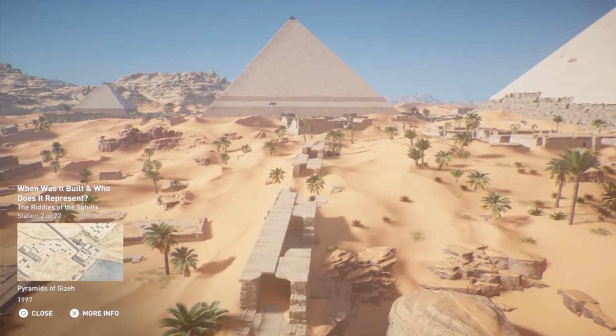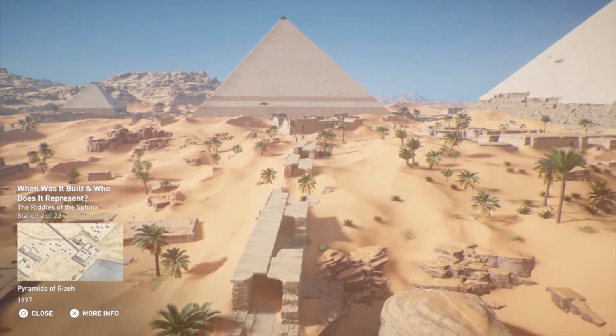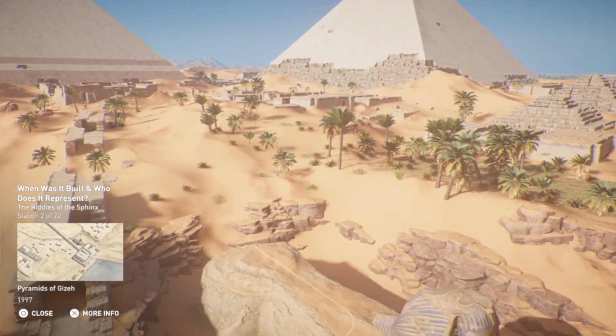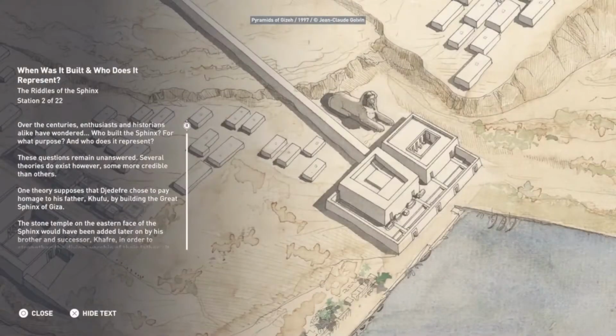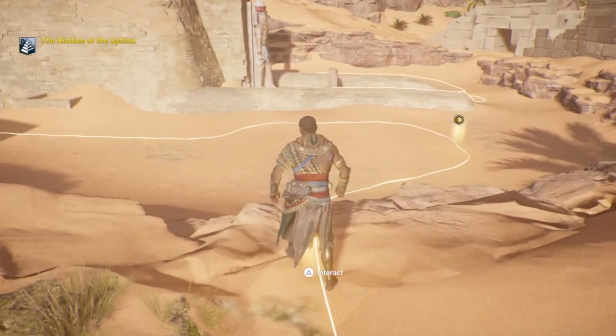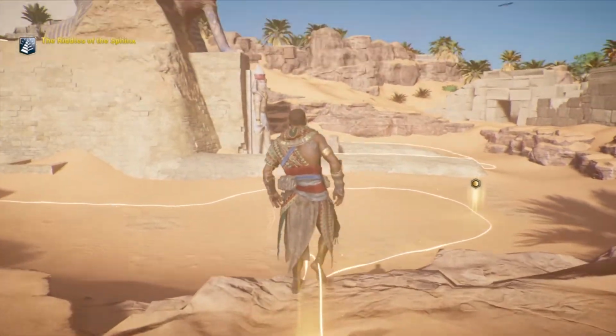One theory supposes that Khafre chose to pay homage to his father Khufu by building the Great Sphinx of Giza. The stone temple on the eastern face of the Sphinx would have been added later on by his brother and successor, Khafre, in order to strengthen the divine worship of their father. It would be the first Egyptian temple oriented with the sun.